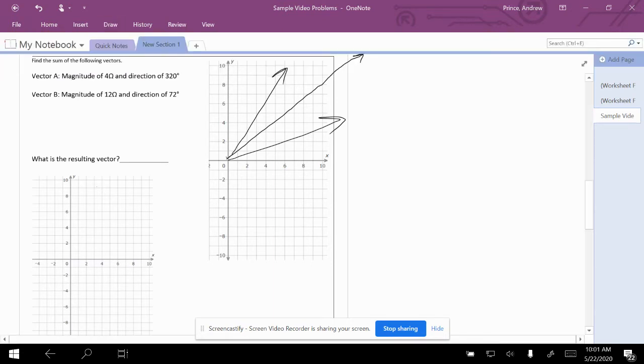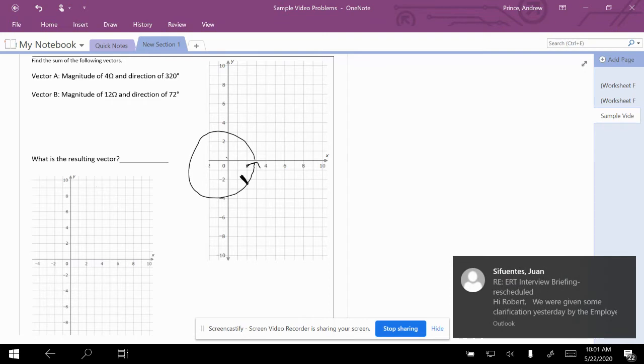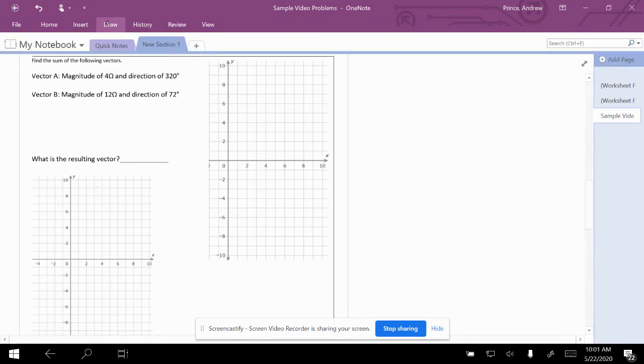So let's erase all this and get started on sketching these out and seeing step by step how to solve these. Vector A has a magnitude of 4 ohms and a direction of 320 degrees. So we've got another pesky direction angle that is not within 90 degrees, so we have to figure out what that means. Out of 360 degrees, that 320, I can already tell it's going to be somewhere in this quadrant since it's over 270. So I'm going to make my rough sketch in that quadrant.